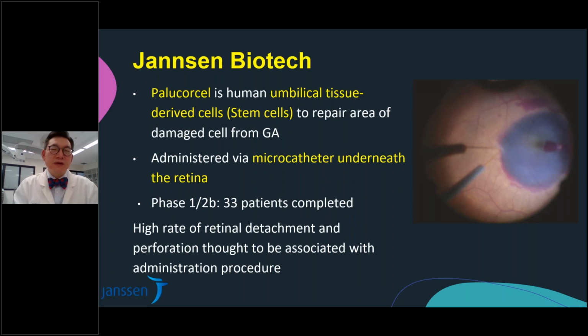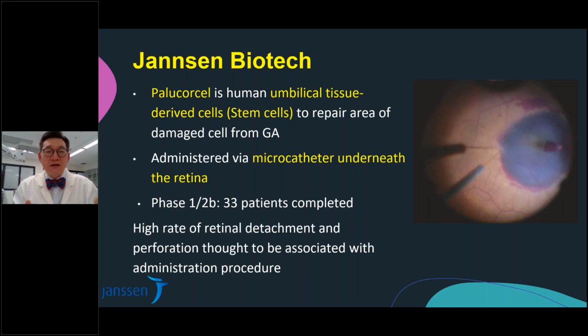Firstly, cell therapies. This is a really innovative treatment which involves umbilical tissue-derived stem cells to be injected through a tiny catheter under the retina, under the wallpaper. So this goes directly underneath, and we're injecting stem cells. So in a way, it's a bit like transplanting or putting in shag pile in that bald patch of your carpet where you don't have any more.